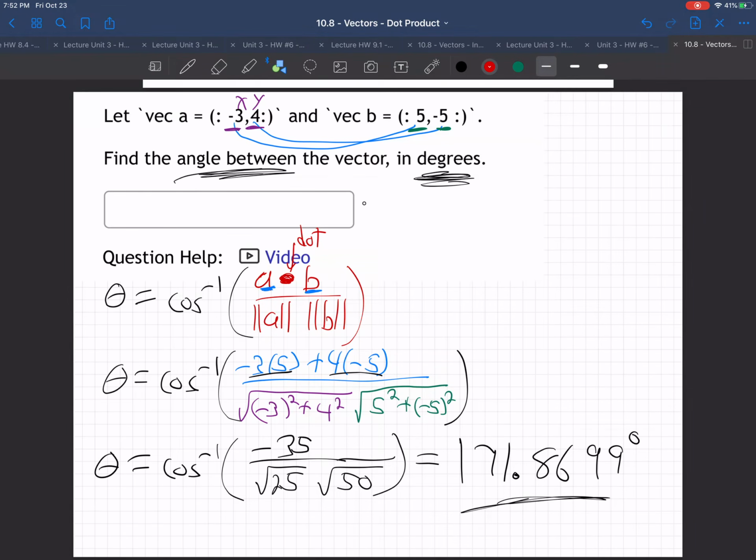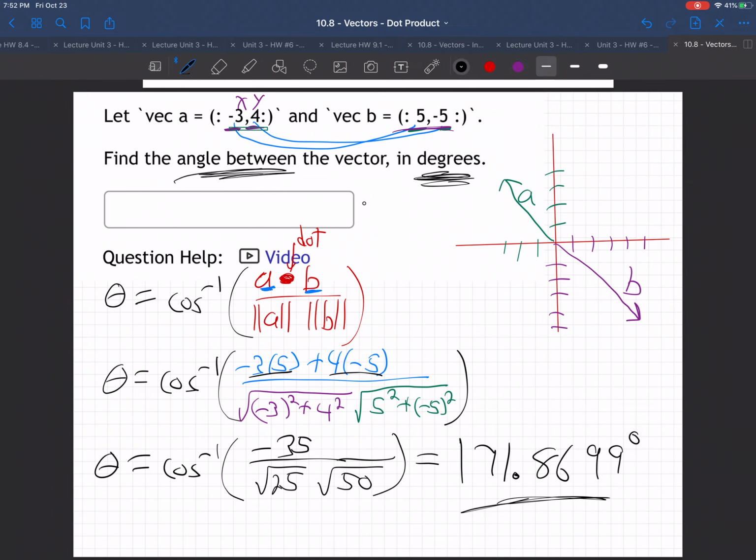Let's just check them for just a second. This is not required. All right, so one of the vectors is back 3, up 4. There's vector A. And the other vector, vector B, is over 5, down 5: 1, 2, 3, 4, 5, and 1, 2, 3, 4, 5. Over 5, down 5. That's vector B.